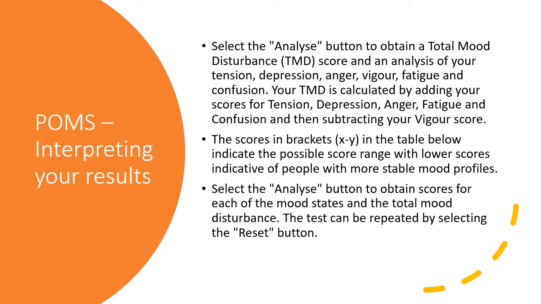After that, you'll have a mood profile which breaks it down into anger, confusion, depression, fatigue, tension and vigour, and you have a new score for each of these aspects as well. What I would ask you to do now is to write down what you see as perhaps your strength and also your area for development.